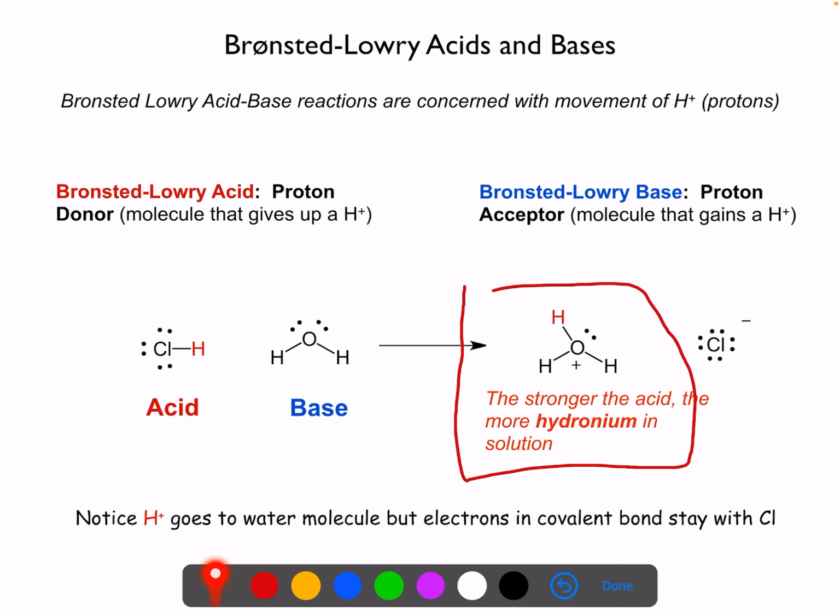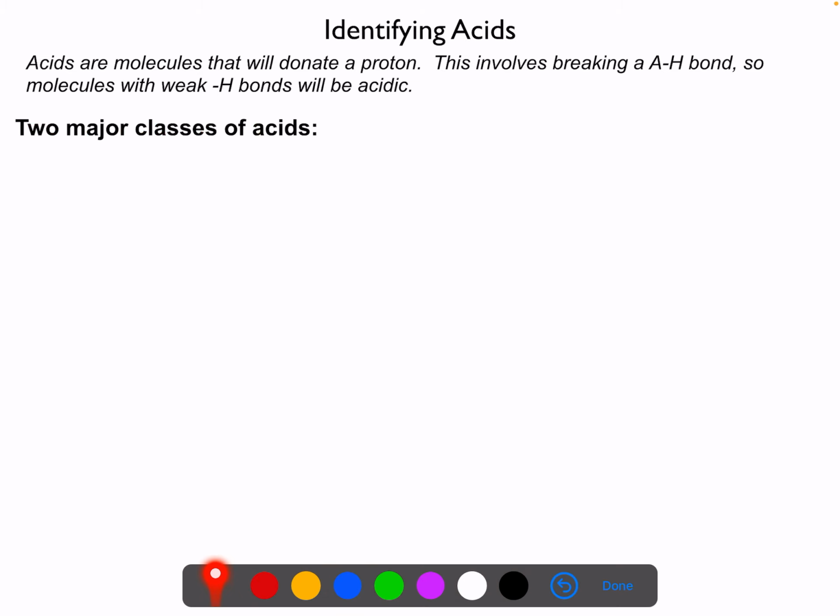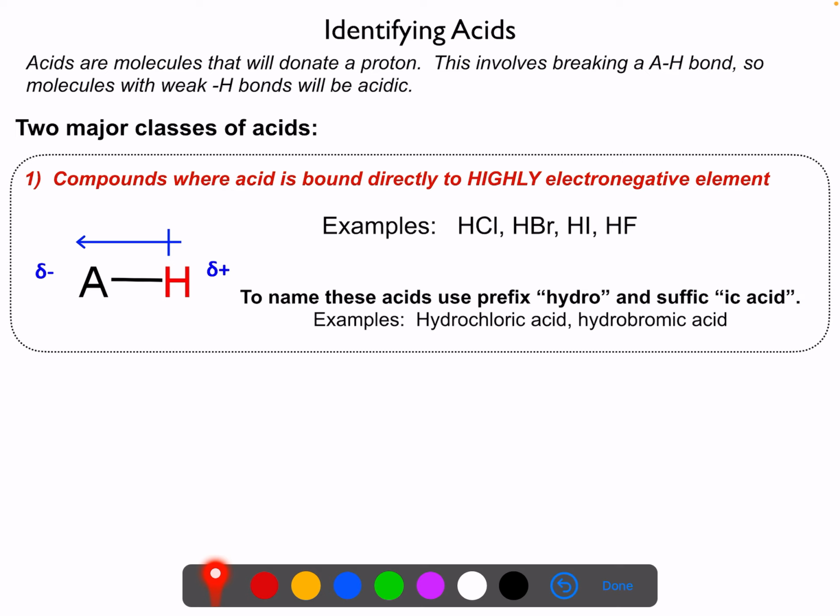Now, what's important for us is to be able to identify what is an acid and what is a base. If you recall, the two major classes of acids we talked about, the first one had to do with where hydrogen is bonded to something highly electronegative. So what do we mean by that? Something like hydrogen bonded to a halogen, or maybe a group 16 element.